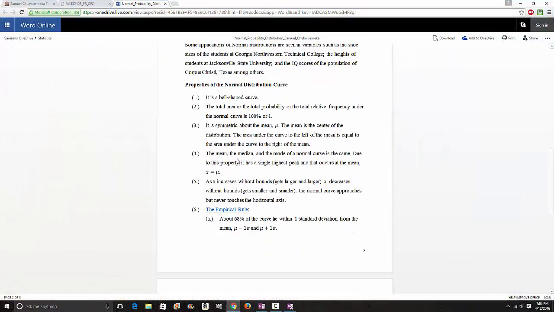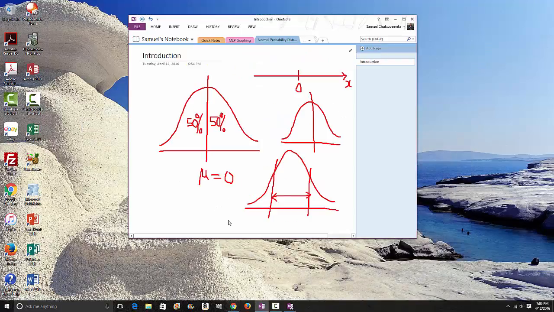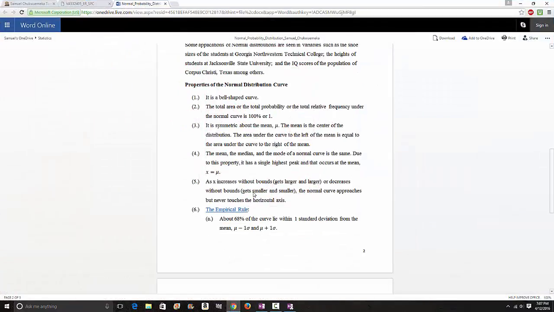Property 4. The mean, the median, and the mode of a normal curve are the same. Due to this property, the normal curve has a single highest peak, and that occurs at the mean. So with a normal distribution curve, the mean is equal to the median, which is equal to the mode. The peak occurs at the center, and that center is the mean, which is also the median, which is also the mode.